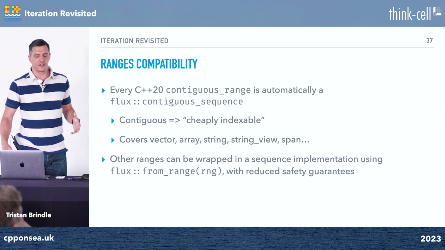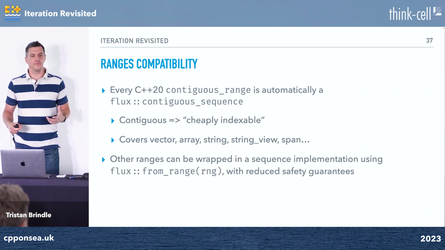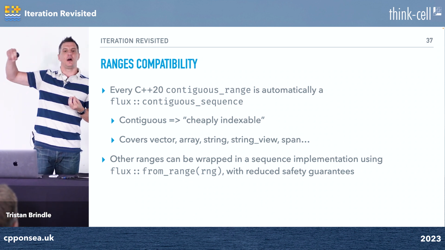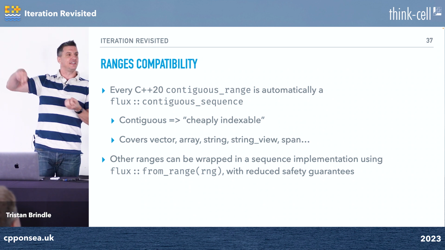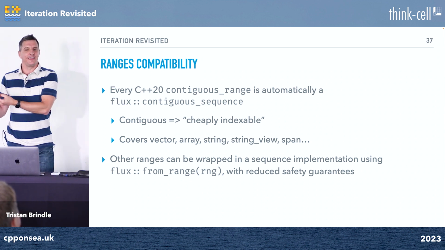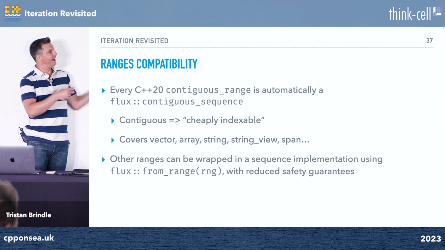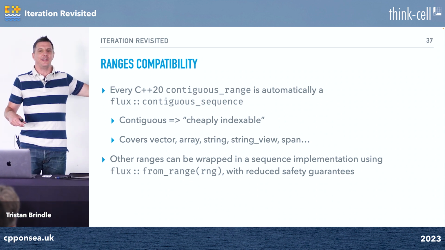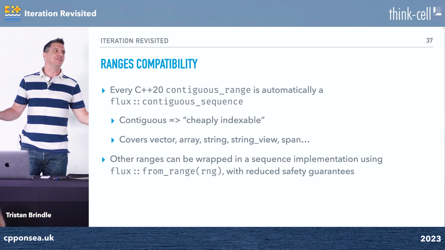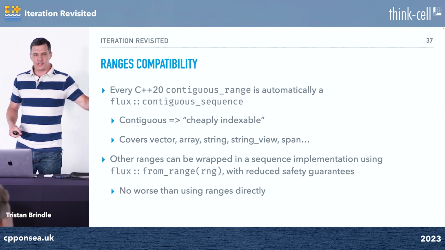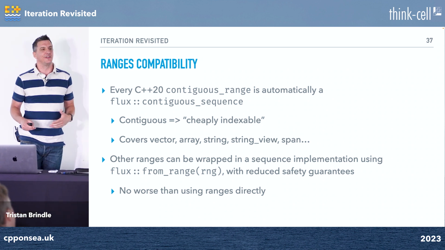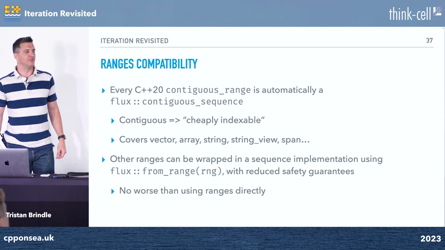So for other ranges, we have this function flux from range. What this does is it takes your range and wraps it in the sequence API, the thing we just saw, implementing these functions. But it implements these functions by calling the equivalent functions on the iterator. It nearly uses the iterator as the cursor type. Because we're calling the iterator functions, and the iterator functions are themselves unsafe, we can't provide bounds checking when none exists in the underlying thing. So from range takes away some of what Flux is trying to add, but we have to be pragmatic. You can use from range, with slightly reduced safety guarantees compared to native sequences, but it's no worse than using ranges directly. So you're not losing anything compared to using ranges algorithms.